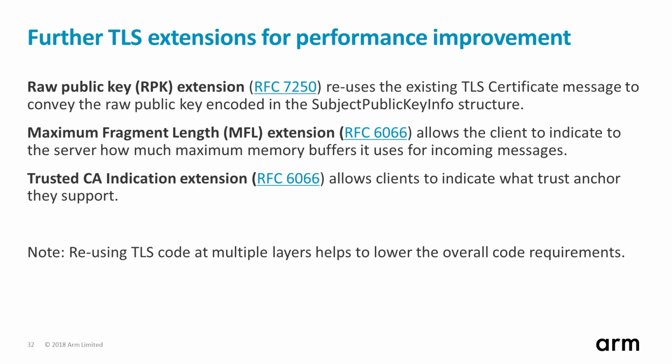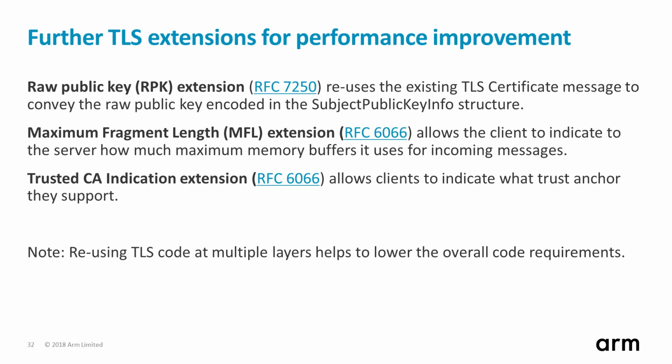There are further extensions that impact performance, which are worthwhile to mention. The raw public key extension uses raw public keys instead of certificates. This mechanism combines low overhead with the benefits of public key cryptography. The maximum fragment length extension provides a way for the client to tell the server that it has limited RAM available for incoming messages, thereby reducing the RAM usage needed for the TLS exchange. This is specified in RFC 6066.